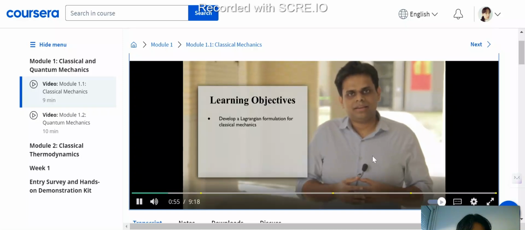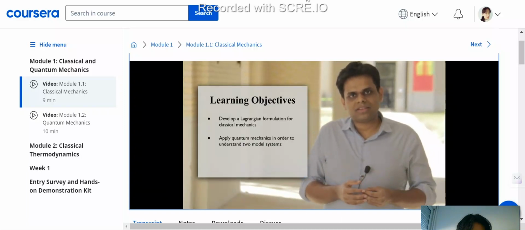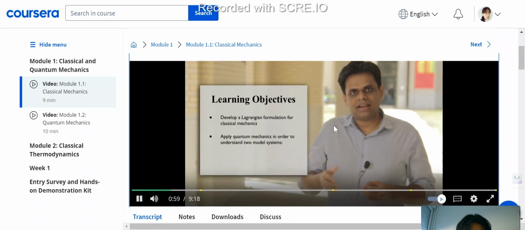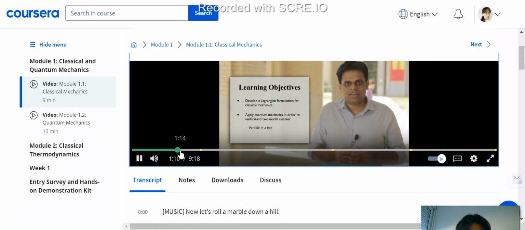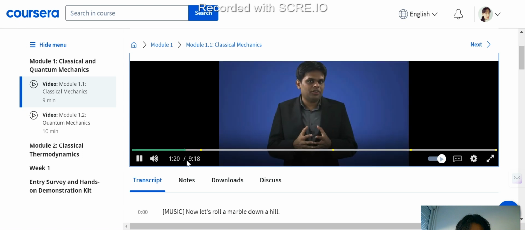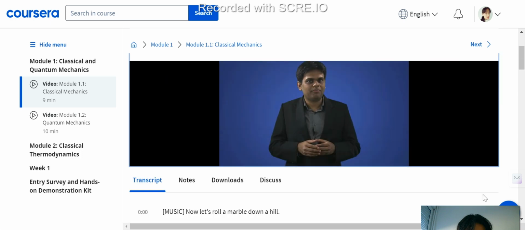mechanics and apply quantum mechanics and use that to understand two model systems, a particle in a box for a continuous spectrum of energy and a continuous spatial distribution of matter. Now, there are three main laws that govern Newtonian mechanics.